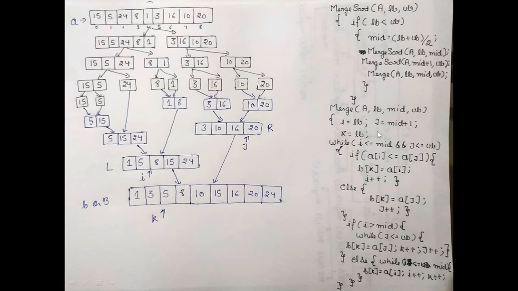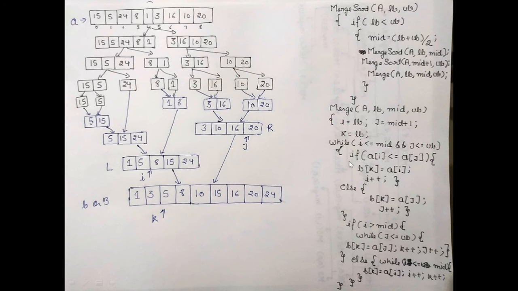Let me again tell you that all these arrays are not disintegrated physically. We are dealing inside this array only. Now first we'll test a condition: until i is less than mid and j is less than or equal to the upper bound, we'll keep on iterating in this loop. What this means is that we keep doing this until the pointer i is done with the left part and j is done with the right part.